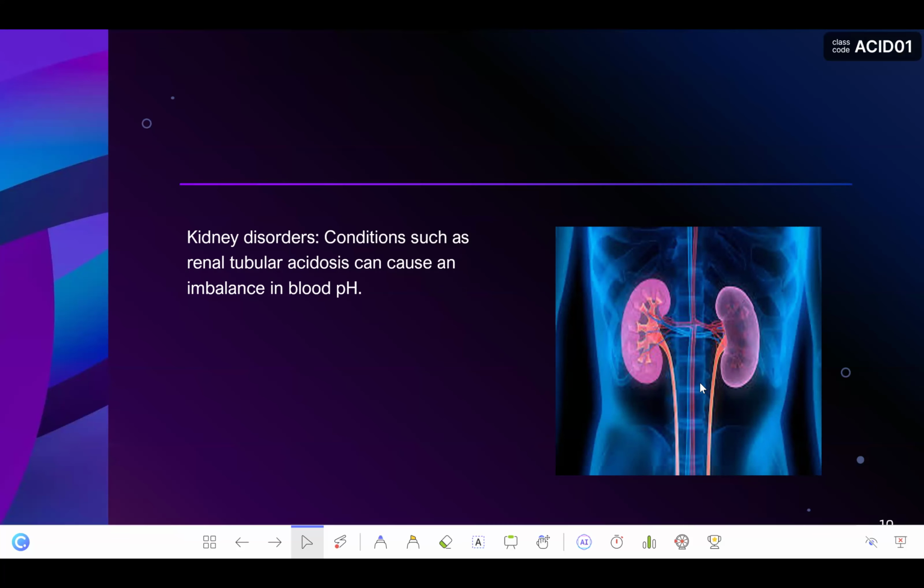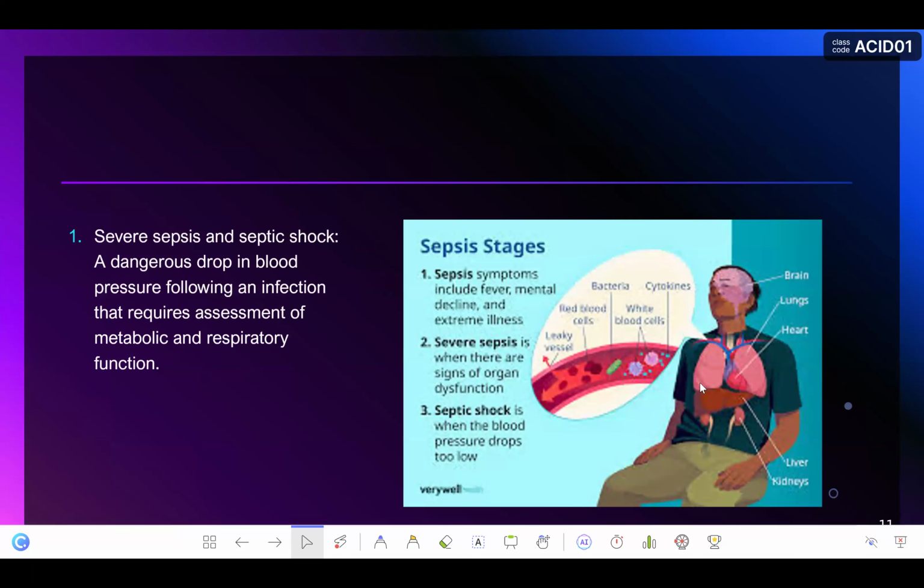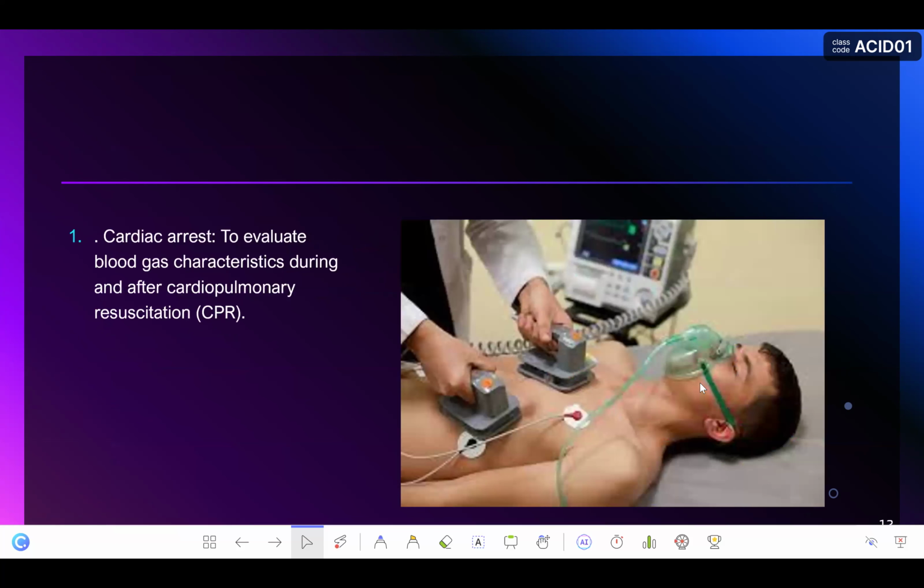Severe sepsis and septic shock. What sepsis used to be called was blood poisoning. It is a dangerous drop in blood pressure following an infection. It requires the assessment of metabolic and respiratory function. After cardiac arrest, we evaluate blood gas characteristics during and after CPR.